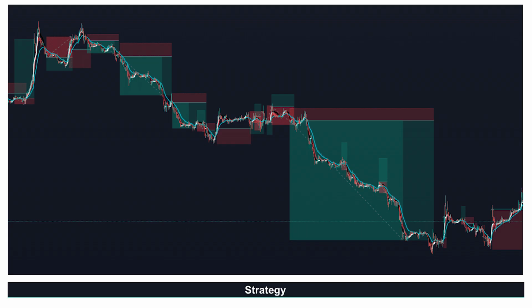This strategy involves two trading indicators, the adaptive moving average and the exponential moving average.